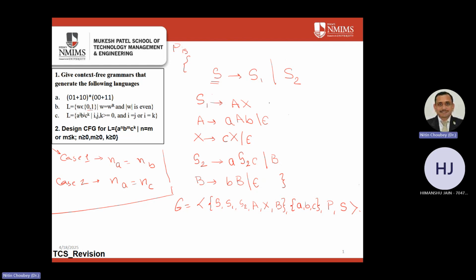So here we come to the closure of question number 1. That is, give context-free grammar that generates the following languages. Any query on this?